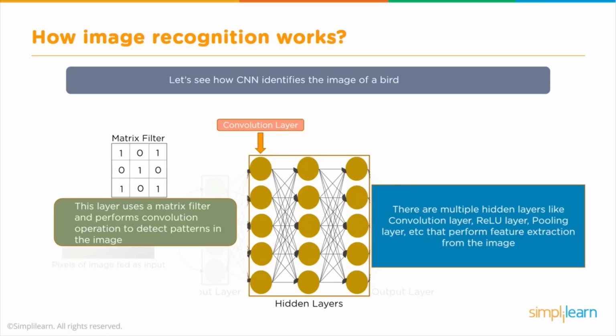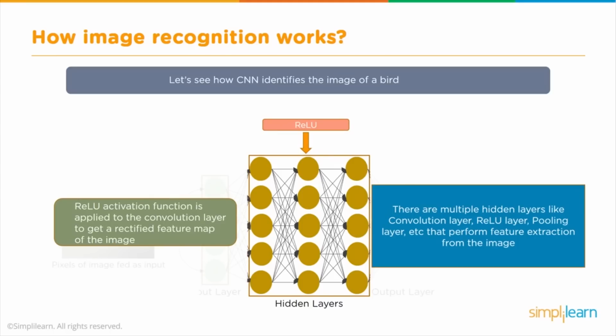This layer uses a matrix filter and performs convolution operation to detect patterns in the image. And if you remember, convolution means to coil or to twist. So we're going to twist the data around and alter it and use that operation to detect a new pattern. There are multiple hidden layers, like the convolution layer. ReLU is how that is pronounced, and that's the rectified linear unit. That has to do with the activation function that's used.